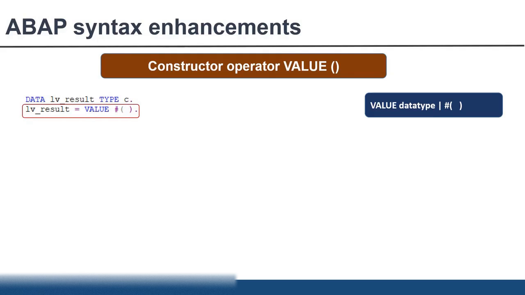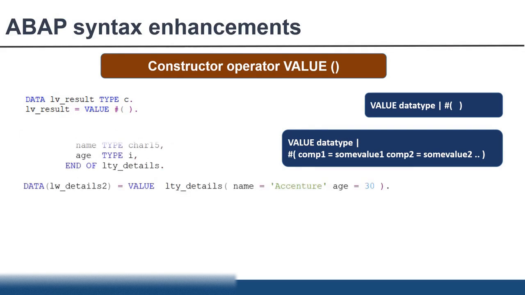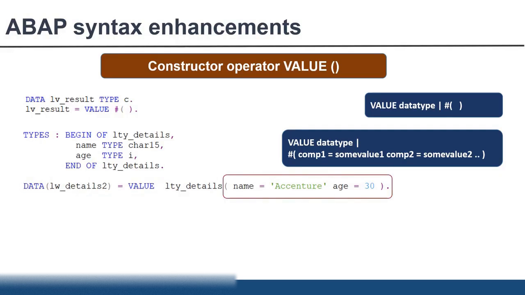Second variation is to create a structure and assign values for each component. See the example. In this case, LW_DETAILS_2 will have the same structure of LTY_DETAILS with the initial values given between the braces.